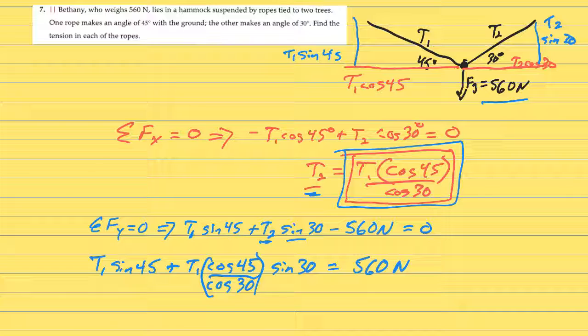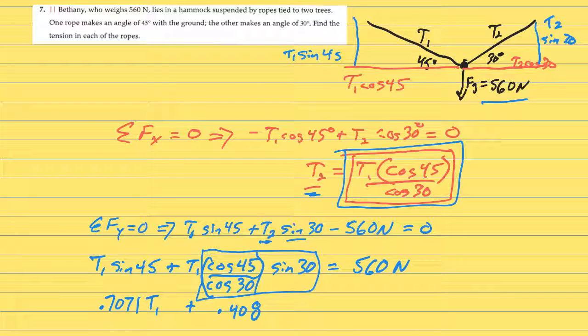All right, sine of 45, 0.7071. And I'm going to put the T1 on the back side. Now I got to do all this. This is going to be one decimal. So I go cosine of 45, I hit enter, divided by cosine of 30, I hit enter, and then I multiply by sine of 30. And my calculator tells me 0.4082, and I still have a T1 there. Sorry, it's getting a little messy. And all of that equals 560 newtons.